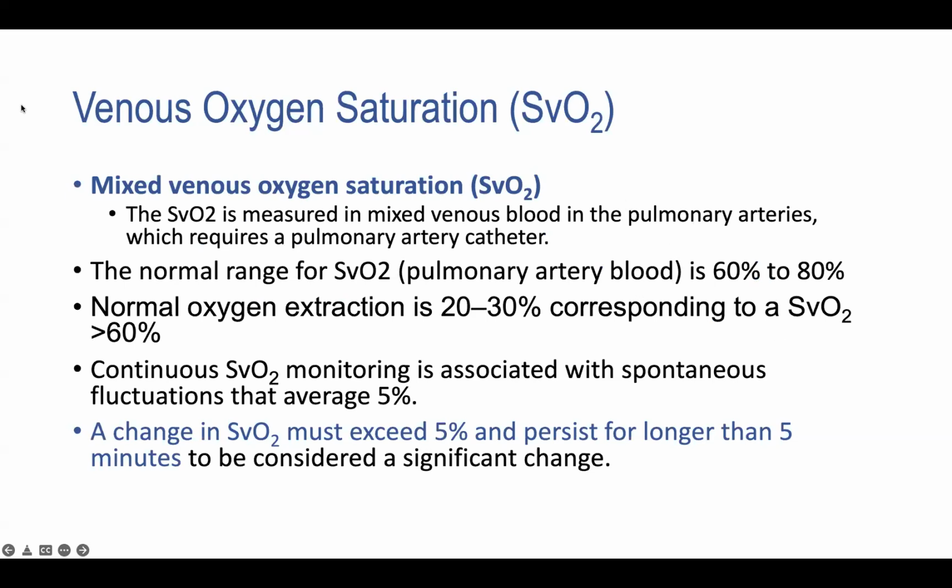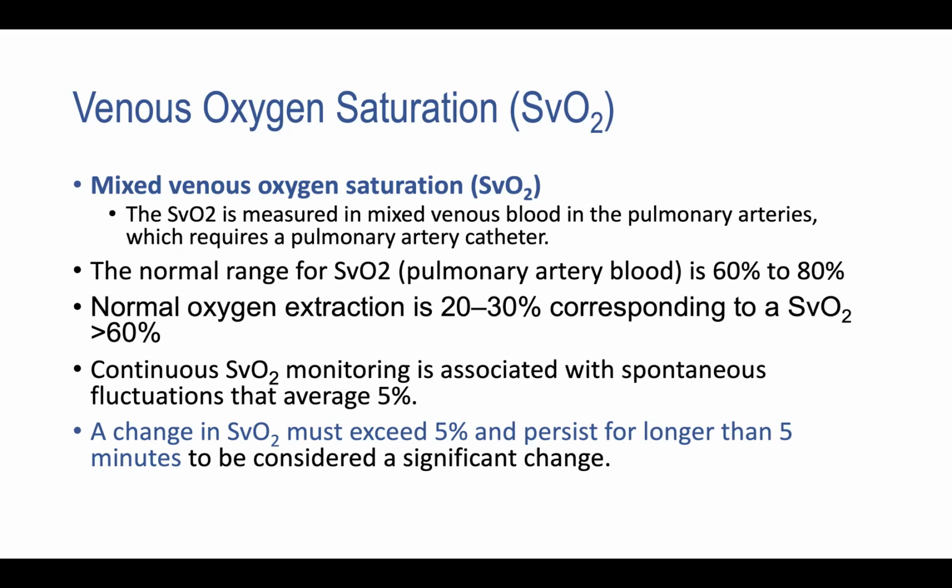So really important to just start off with a basic explanation. We're going to look at a lot of information, but it's going to be so straightforward and exciting. So SvO2 is the amount of hemoglobin that is saturated with oxygen measured in the pulmonary arterial circulation. So that is what we call SvO2.